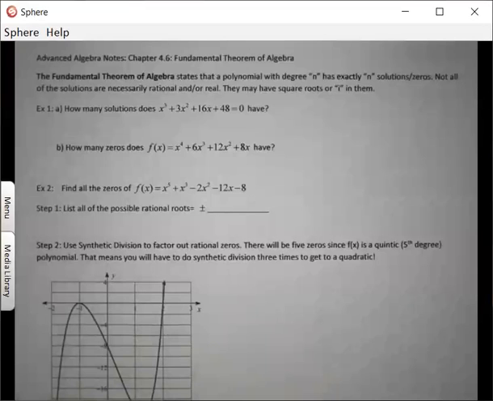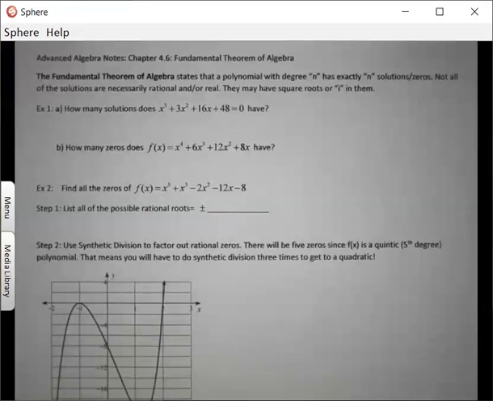4.6, fundamental theorem of algebra. Sounds pretty important. The fundamental theorem of algebra states that a polynomial with degree n has exactly n solutions. But not all of these solutions are necessarily rational or real. They can be roots, they can contain i, so they can be imaginary. But the degree tells us something about how many solutions we have.